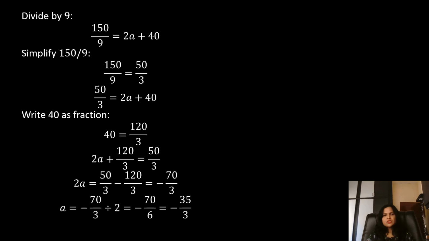take that 9 to the opposite side. Here it is a multiplication, so on that side it is 150 by 9. 3 threes are 9, 3 fives are 15 and 0, that is 50 by 3. That's why 50 by 3 equal to 2a plus 40.